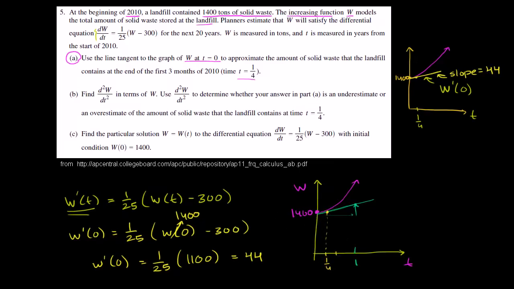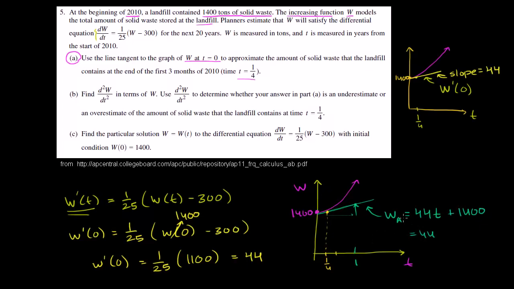So it's going to be 1,400, this point right over here. And we could write down the equation of this line if we like. We could call this the W approximation, because this isn't exactly our W function. This is equal to the slope of our line, 44 times time, plus our W intercept, or our initial condition, plus 1,400. So if you put time is equal to 1/4 in there, you get 44 times 1/4.